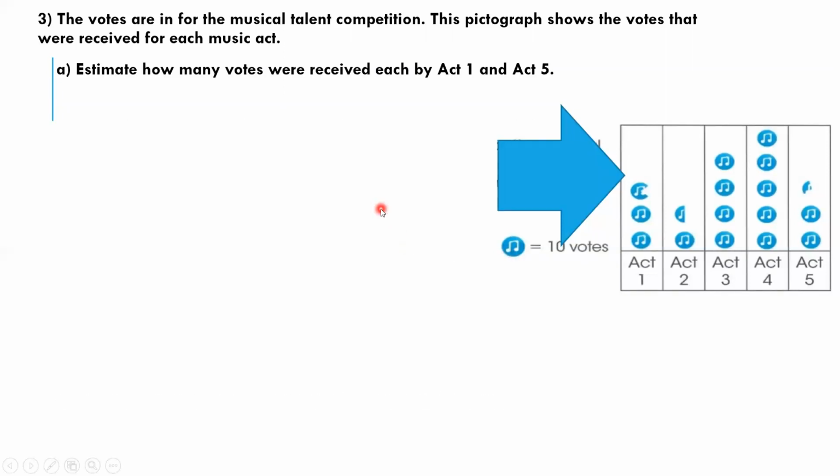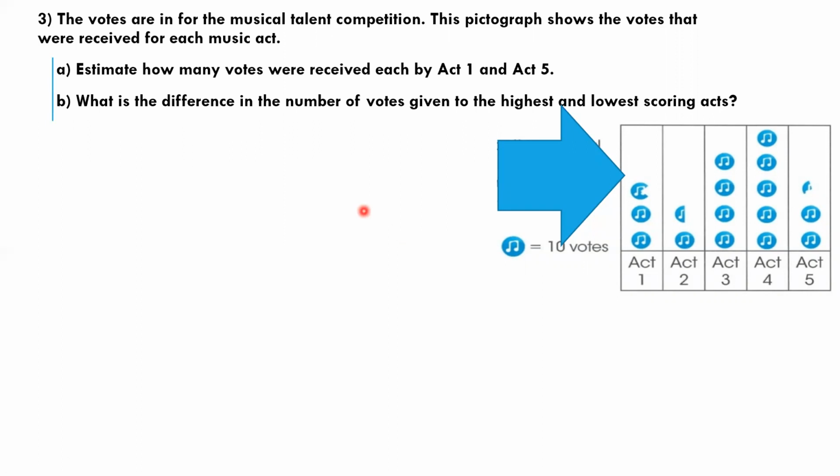Estimate how many votes were received each by Act 1 and Act 5. B part, what is the difference in the number of votes given to the highest and lowest scoring acts? C part, about how many votes received altogether. So we need to find the answer for these three questions with the help of this single pictograph.